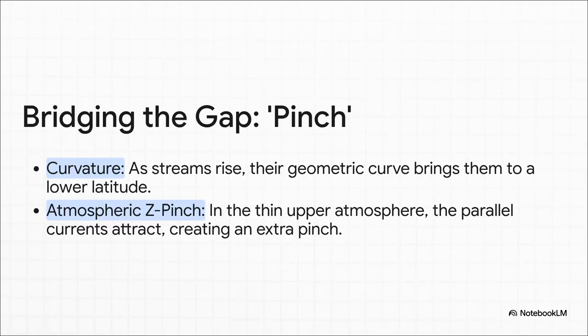The author offers a two-step answer. First, he says the natural curve of the streams as they rise already brings them to a lower latitude. But then, a second effect kicks in, something called an atmospheric Z-pinch. Now, this is a real thing in plasma physics. Parallel currents attract each other. The author suggests this effect literally pinches the two streams even closer together, pulling them from that predicted 30 degrees all the way down to the observed 17.